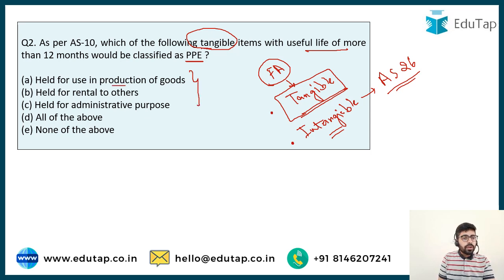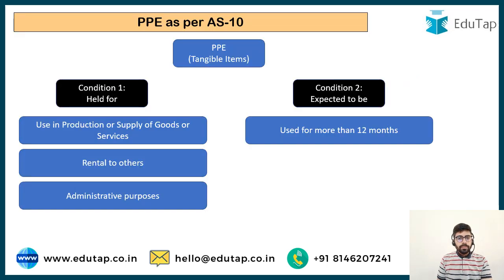Held for use in production of goods, held for rental to others, held for administrative purpose, all of the above or none of the above. So as per AS10, property, plant and equipment would mean tangible items which are held for any of these three and expected to be used for more than 12 months. The fixed assets are definitely going to be used for more than 12 months. If they were to be used for less than 12 months, they would rather be classified as a current asset. So these two conditions are being specified. One is with regard to the use and another one is with regard to the period.